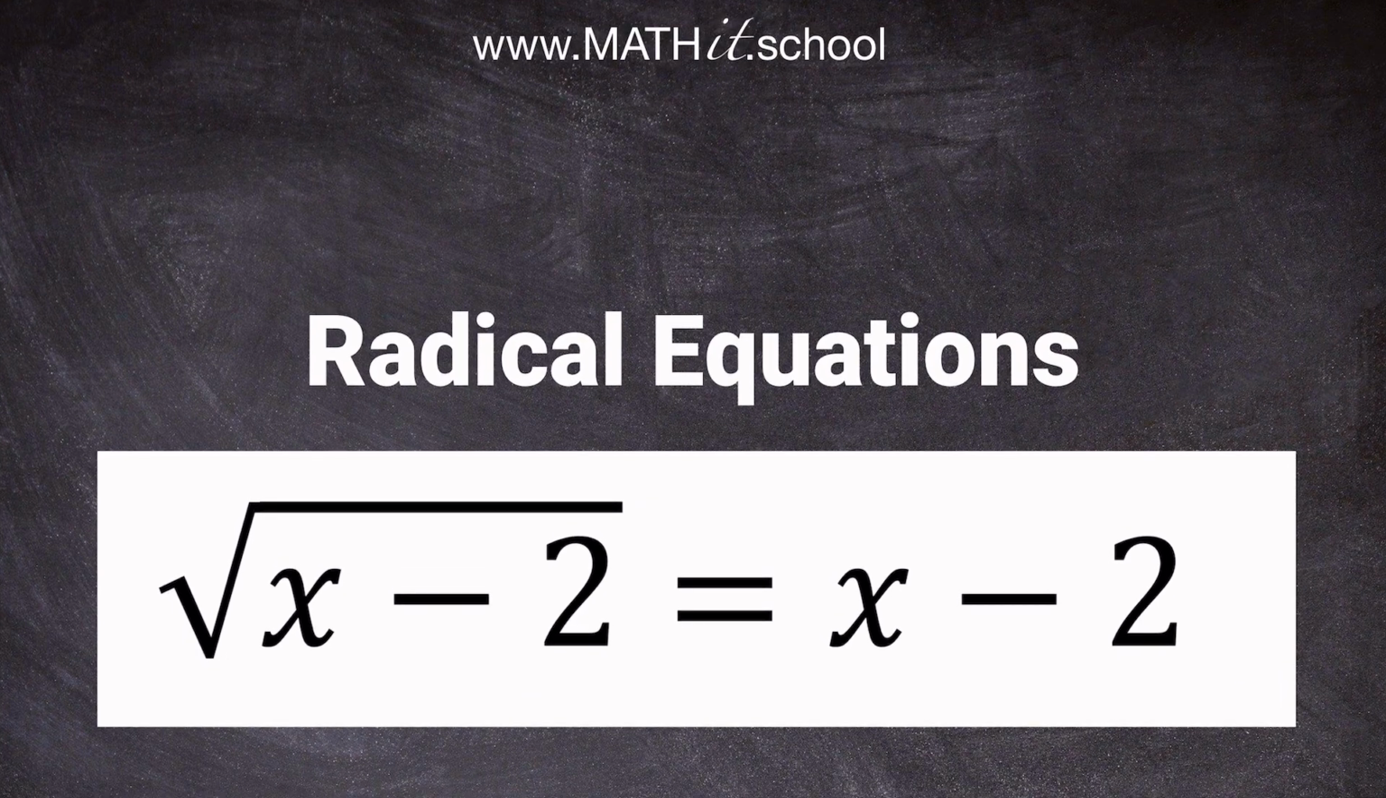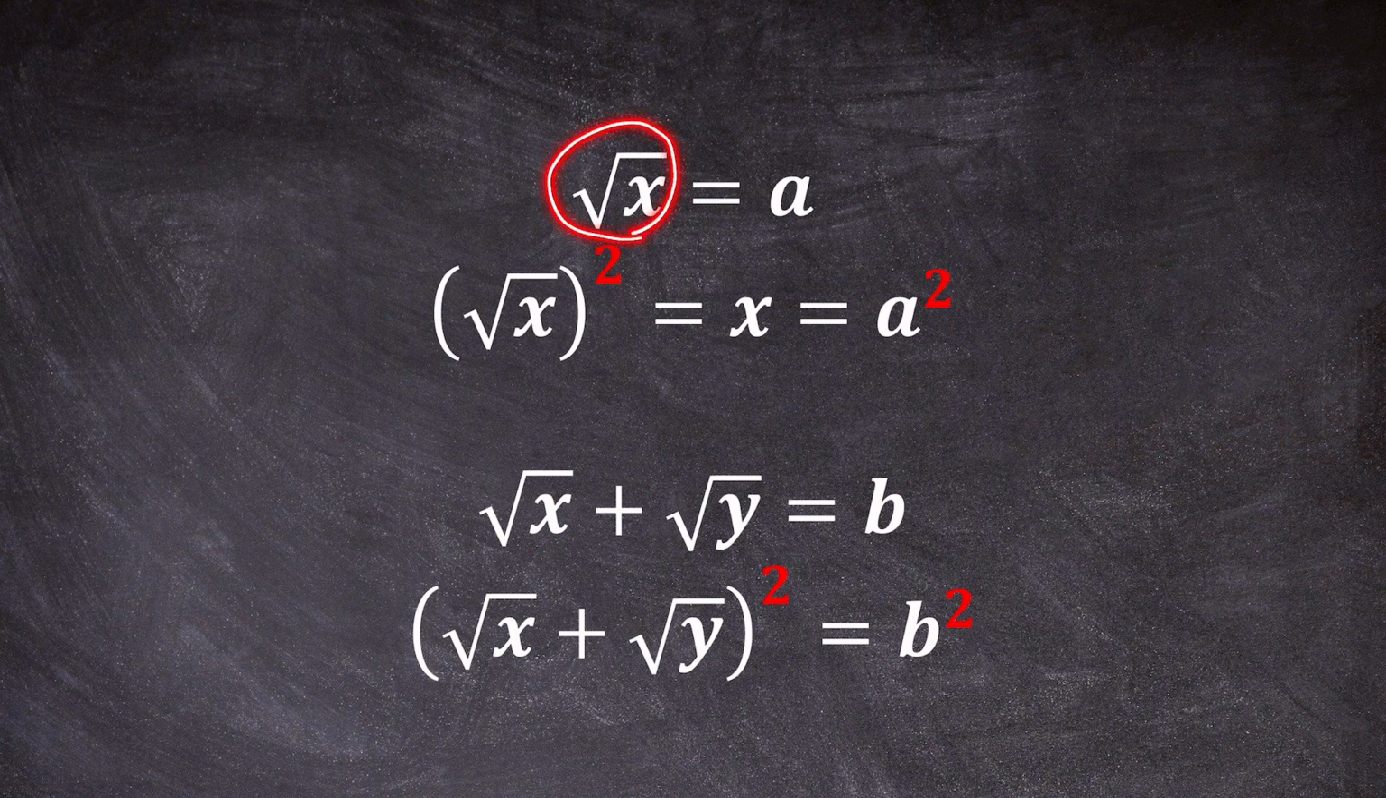Okay, so I have square root of x minus 2 is equal to x minus 2. In order to solve a problem like this with a radical in an equation, you need to remember this formula. Square root of x is equal to a. In order to solve for the x that's underneath the square root, you need to square both sides of the equation. That way, you can remove the square root sign that's hovering over the unknown value of x and set x equal to something.